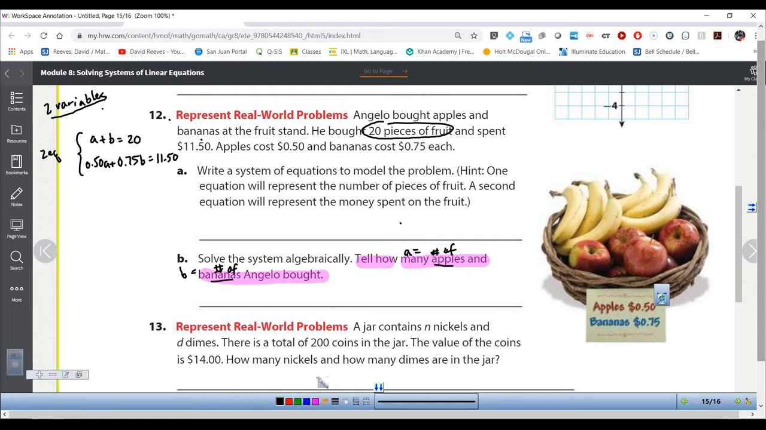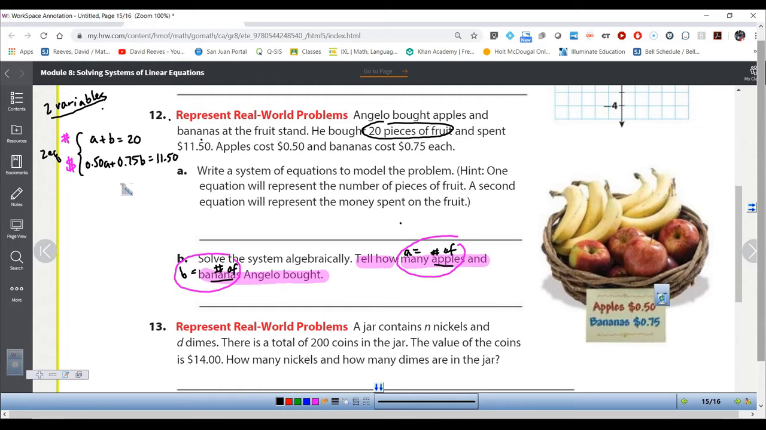So again, just a reminder, we have two variables. Our two variables were the number of apples right here and the number of bananas right here. We used those variables to write two equations. We had our first equation, which was the amount of fruit, and then our second equation was the cost of the fruit. And so now we have this system that we can solve. And the method we're going to use, because that's the section we're in, is substitution.